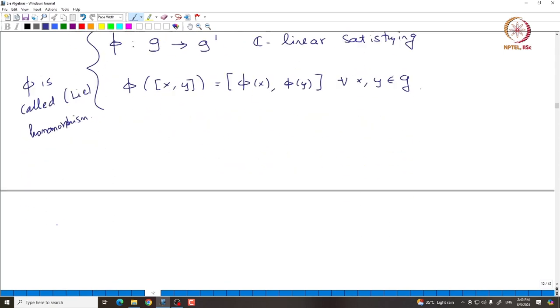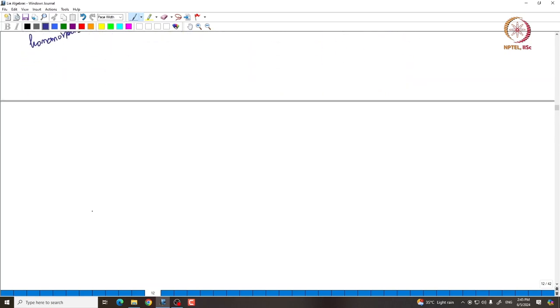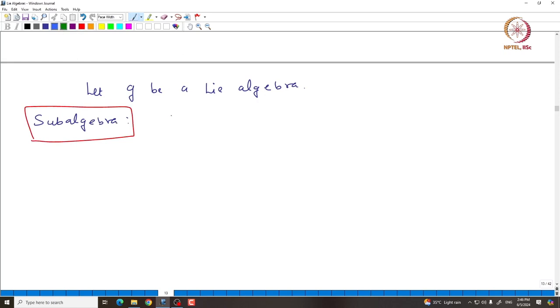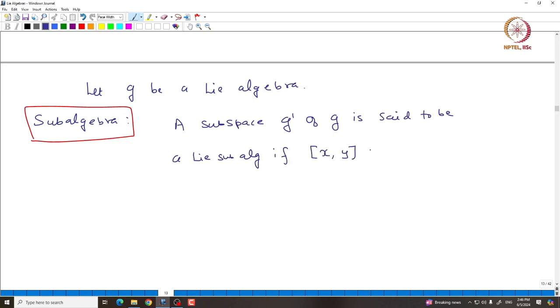Okay. So now we will define other terminologies like subalgebra, ideals and so on. So, what is a subalgebra? Let G be a Lie algebra. A subspace G' of G is said to be a Lie subalgebra if whenever we take the bracket [x, y], that should be in G' for all x, y in G'.